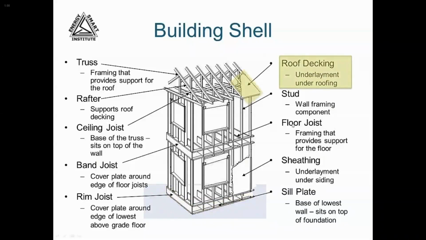Roof decking is the underlayment under the roofing. It's nailed to the truss rafters under the tar paper and under the roofing. Studs are the wall framing components. They're the wood that make up the walls.